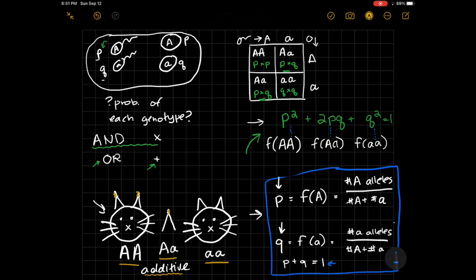So again, those little blue dotted lines there, those are going to hold true if you're in Hardy-Weinberg. And there's my little double arrow there, that is for our prediction. So we're going to use the frequency of our alleles to predict the frequency of our genotypes, or vice versa. And if the numbers are all congruent, then we say that we were in Hardy-Weinberg.